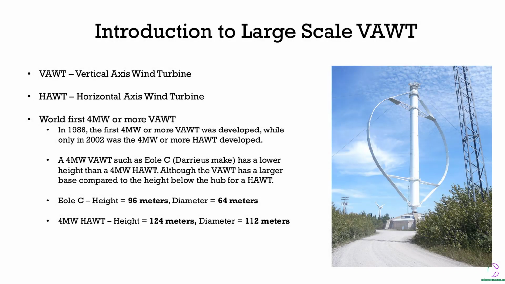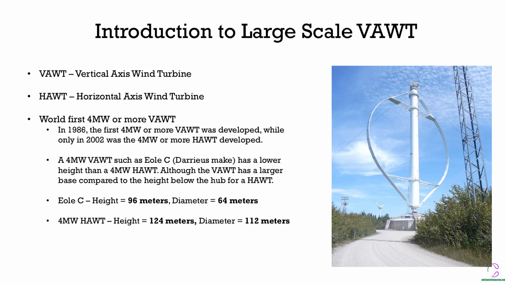Since 1986, there has been the development of a test or experimental vertical axis wind turbine called the EOLE C, which had a capacity of 4 megawatts. And since then, production of large-scale vertical axis wind turbines has ceased, or there is not much evidence.